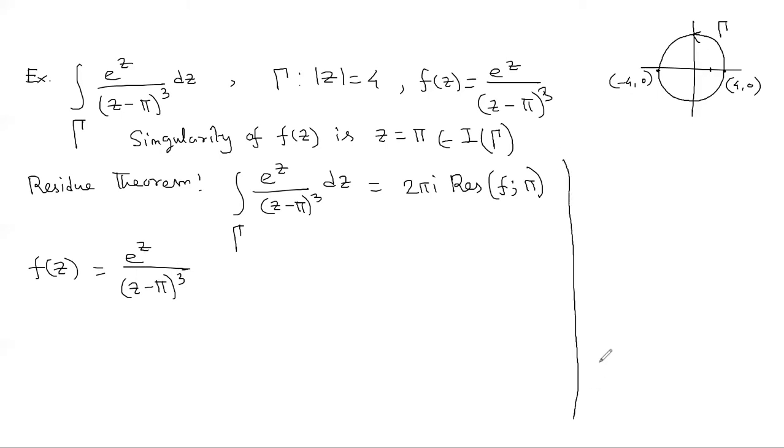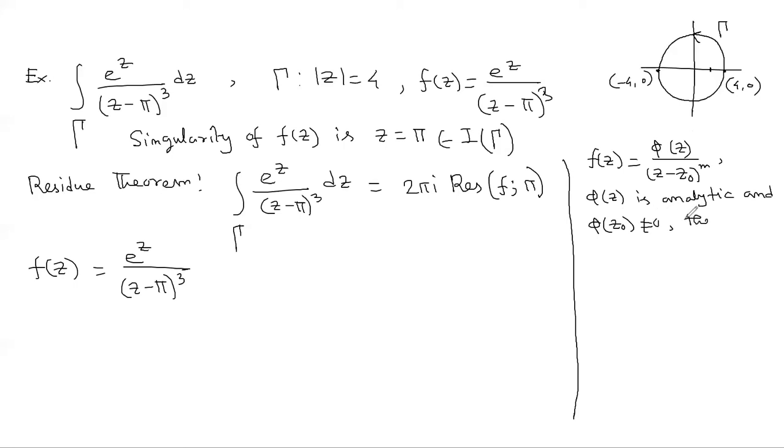In the video regarding singularity and residues, we have seen if a function fz can be written as phi z by z minus z0 power m, where phi z is analytic and phi of z0 is not equal to 0, then z0 is a pole of order m, and also we can find the residue of f at the point z0 by phi m minus 1 z0 by m minus 1 factorial.